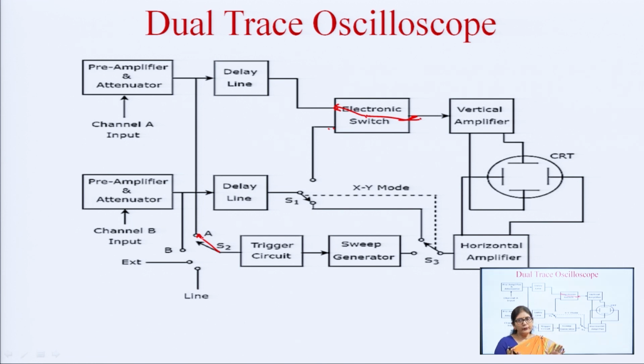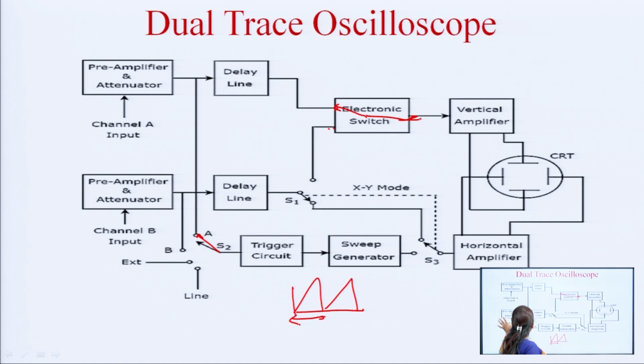In alternate mode, one signal is displayed for one complete cycle of the sweep generator. We know that the sweep generator produces a sawtooth wave. So, for one complete cycle, one signal is displayed on the screen. For the next cycle, the second signal is displayed. But since the electron beam speed is very high, our eyes are not able to distinguish between these two signals. We will see the two signals displayed on the screen.